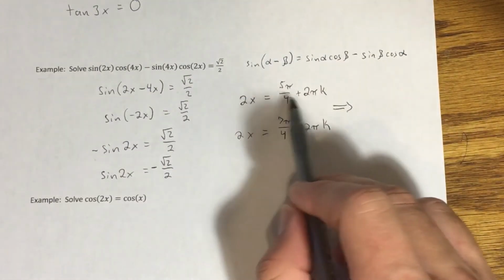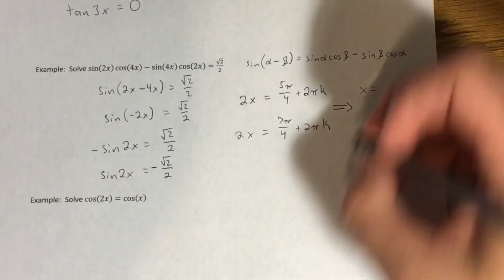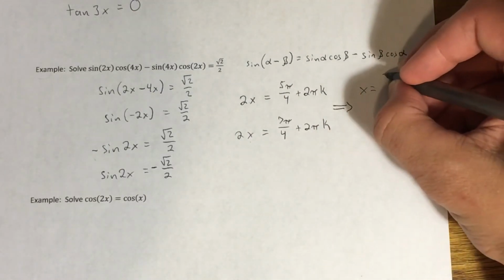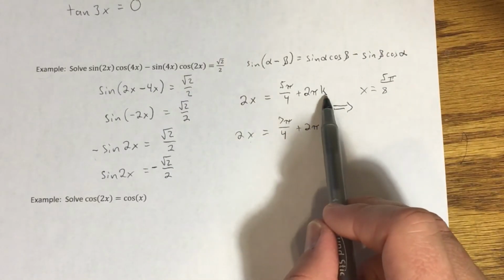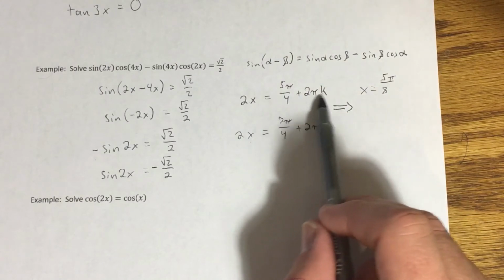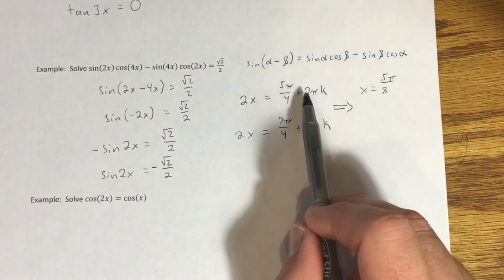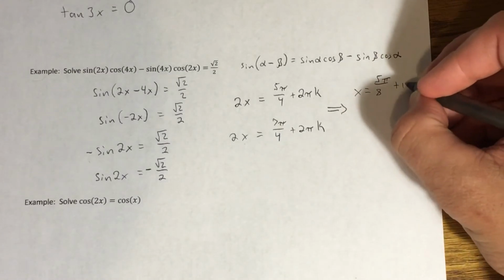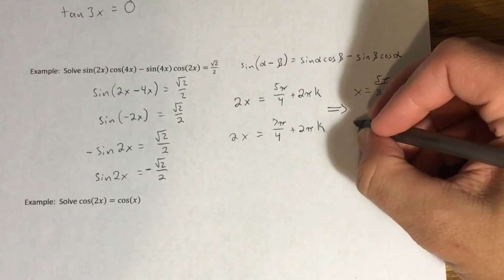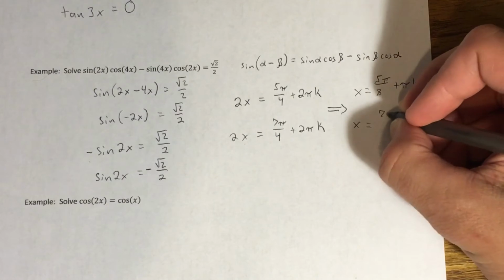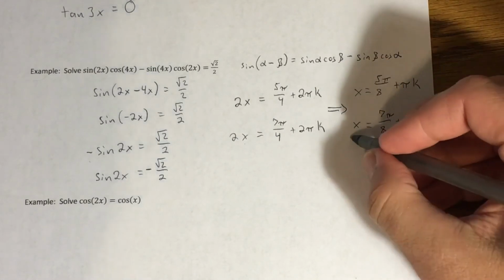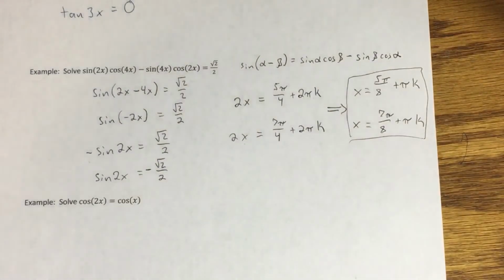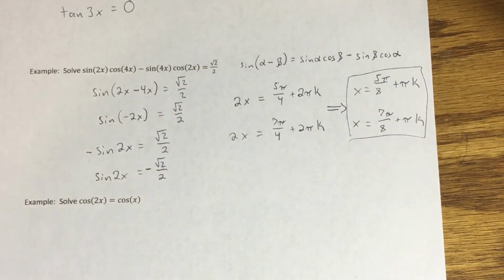So if I divide both sides of this by 2, x will equal, what's 5 pi over 4 divided by 2? 5 pi over 8. I also need to divide this term by 2. Algebraically, that has to happen. All that's going to do is cancel this 2 out right here and give me plus pi k instead of 2 pi k. Similarly, over here, I'll get x equals 7 pi over 8 plus pi k. These would be my solutions. Okay? So a couple of neat tricks there.